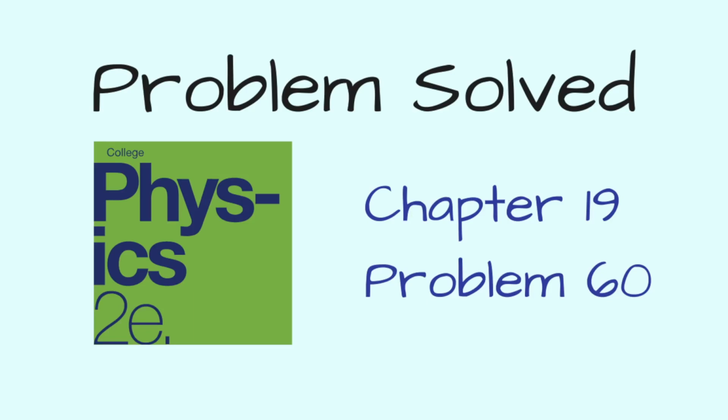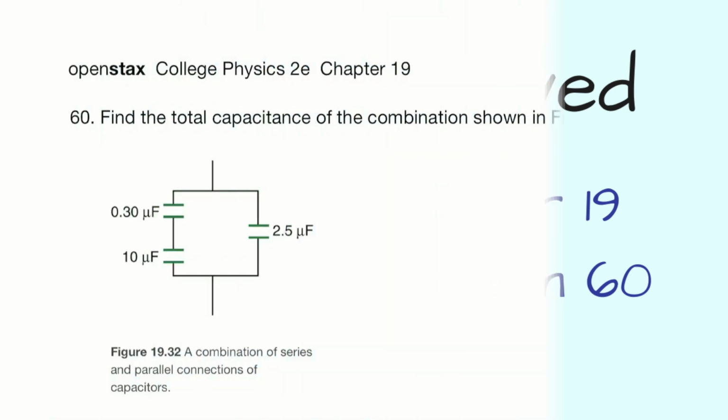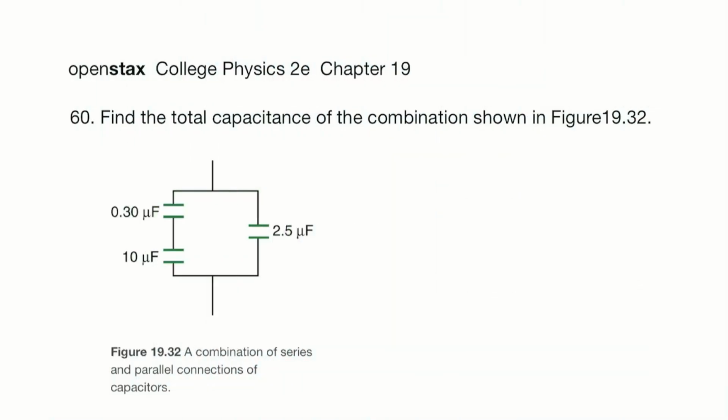Welcome! In this video, we are going to take a look at problem 60 from Chapter 19 of College Physics 2E by OpenStax. We need to find the total capacitance of the combination that is shown. And then one note is that the text always assumes three significant figures regardless of what is written, so we'll go with that.